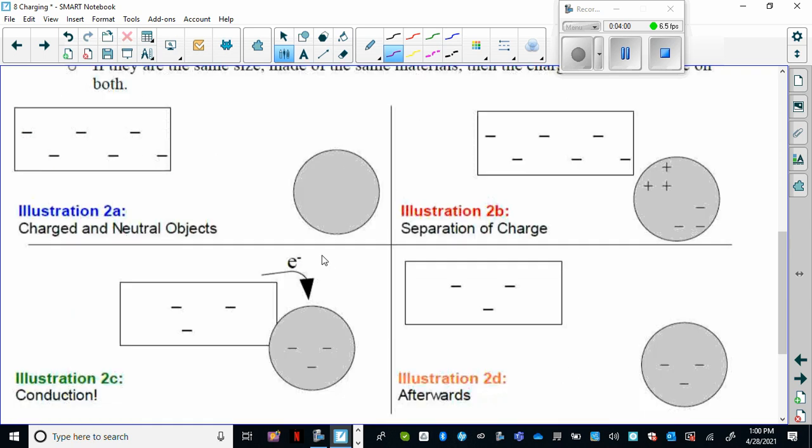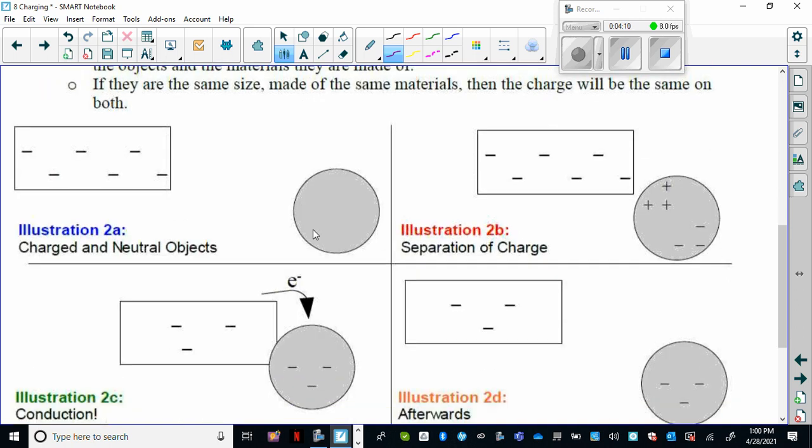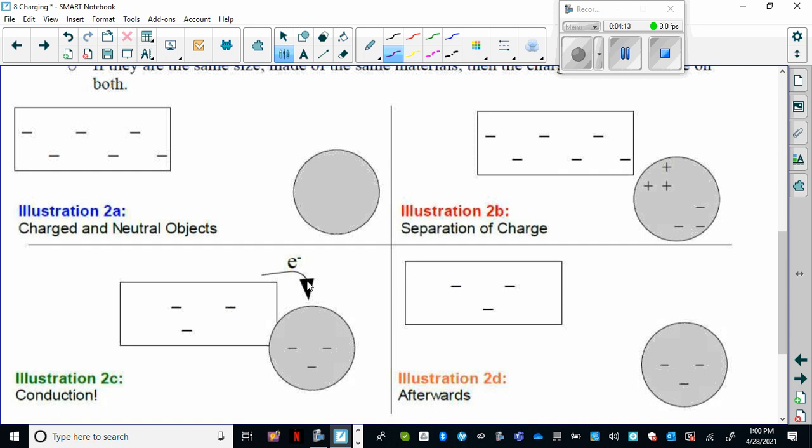Now we're just going to go over these diagrams, and we're going to see what happens when we touch two objects together. In this example, we have a charged object and a neutral object. So this is negatively charged, with a charge of -6. When they touch, what happens? Let's just fill this in. So this is 3 and 3: 1, 2, 3, 1, 2, 3. Right, so it's neutrally charged because it has 3 protons and 3 electrons.